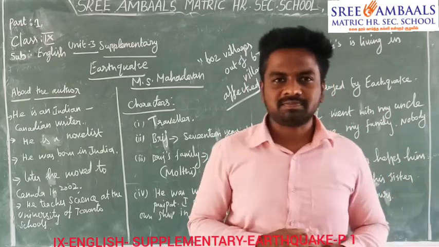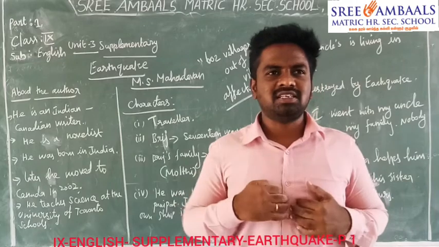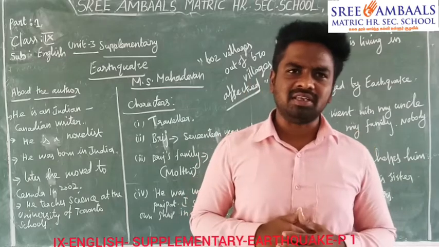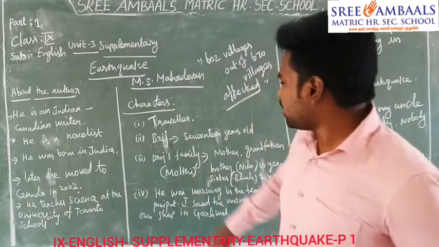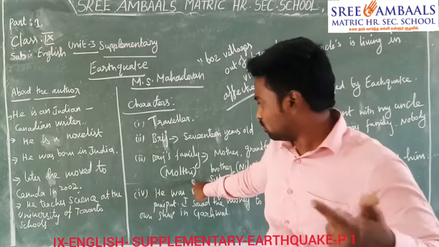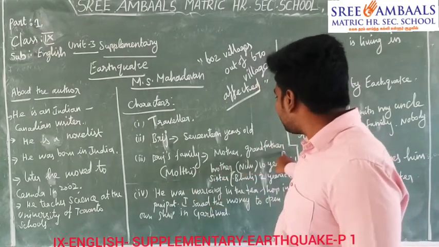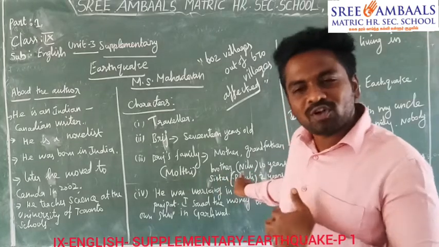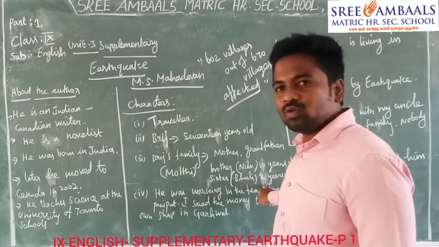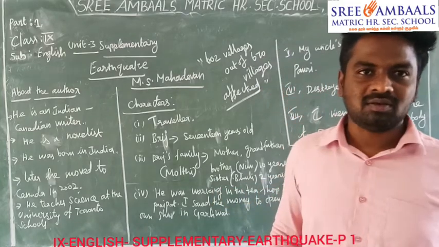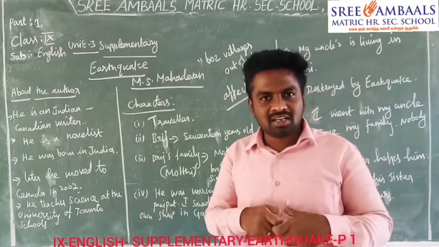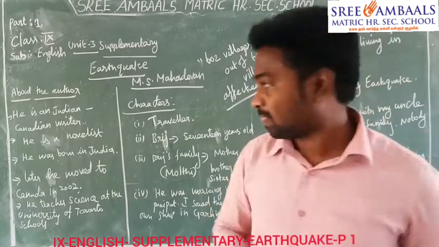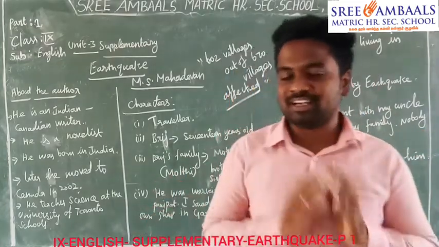What does he explain? He says, I am Briji, a 17-year-old person. I have a family. My native place is Thirumoorthy. I have my mother, grandmother, my brother Neelu, 10 years old, and my sister Bhooli, 2 years old. He explained his family and his native place.